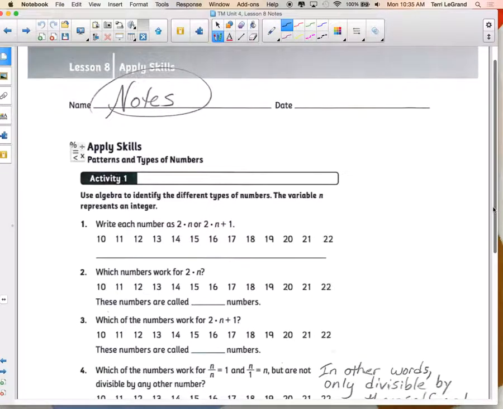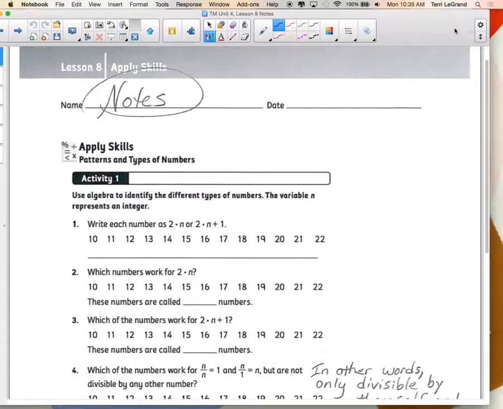Okay, so we're going to look at what we're going to be doing here. First of all, our learning goal says, who wants to read it for us? Caden? Describe even, odd, and prime numbers using algebraic expressions, right? Okay, so we're going to work with being able to describe different types of numbers, specifically today, even, odd and prime, using algebraic expressions. In other words, how can we work with them with some algebra involved, okay?